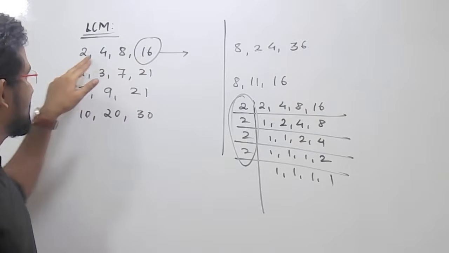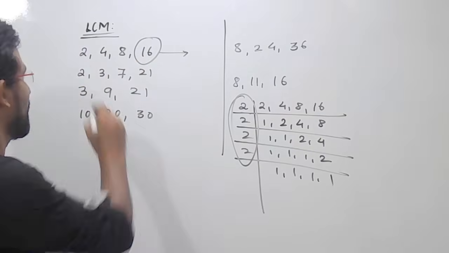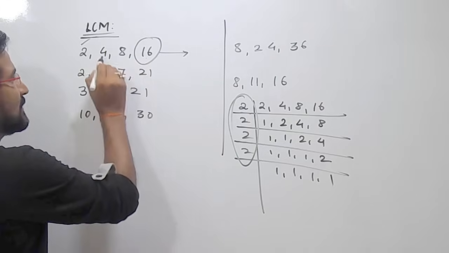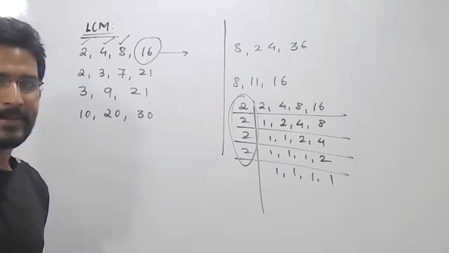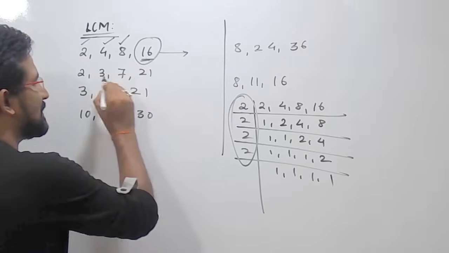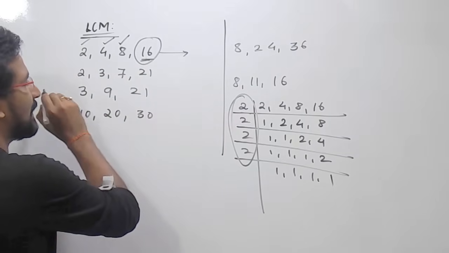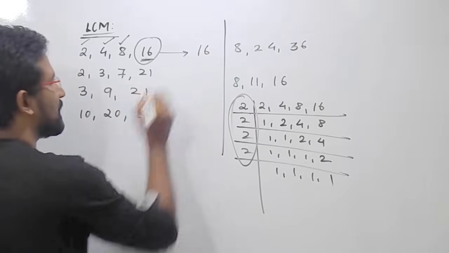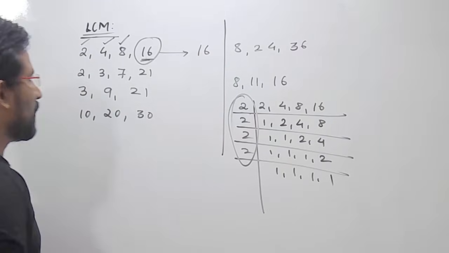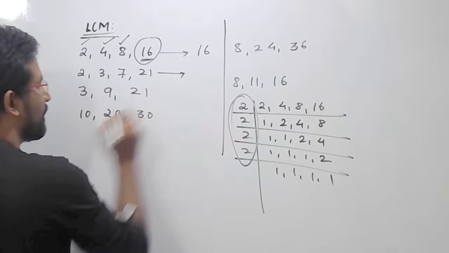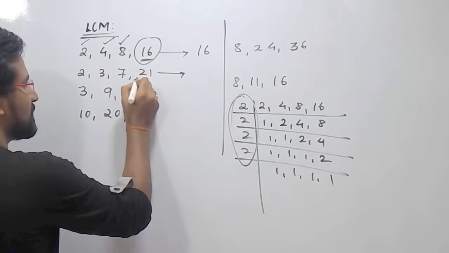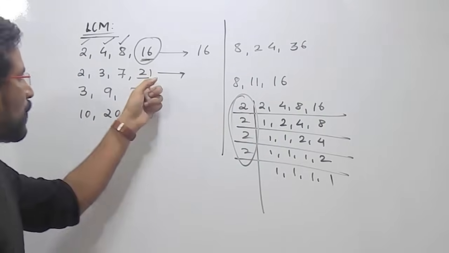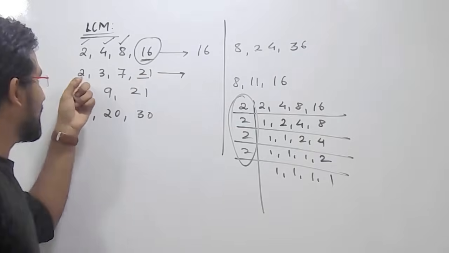Now 16 is divisible by 2, yes. 16 is also divisible by 4, and 16 is also divisible by 8. So the biggest number is divisible by all the remaining numbers, so the LCM will be nothing but 16. Now we'll see the next one. For example, 2, 3, 7 and 21. The biggest number here is 21. Now, is 21 divisible by 2?